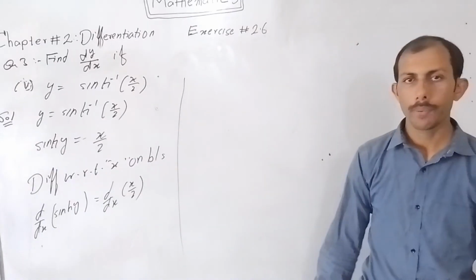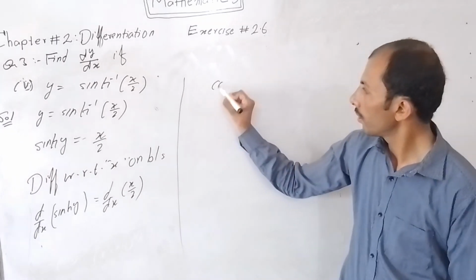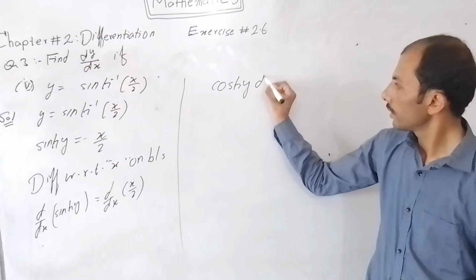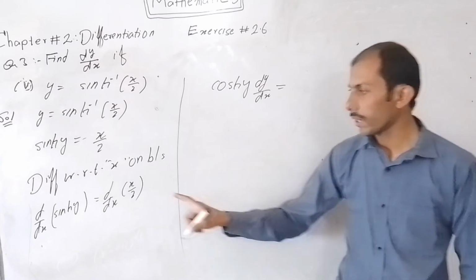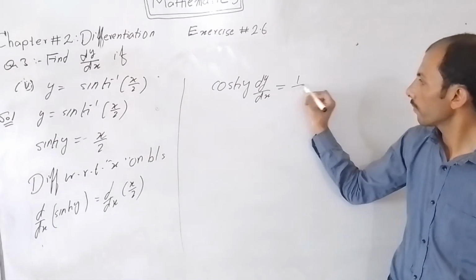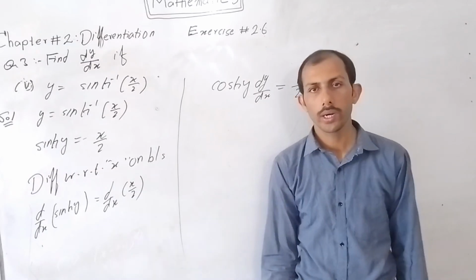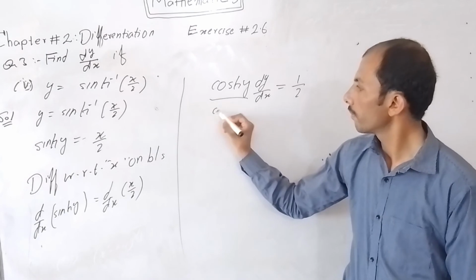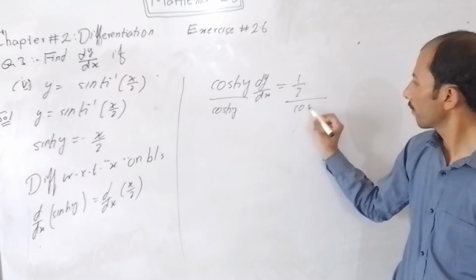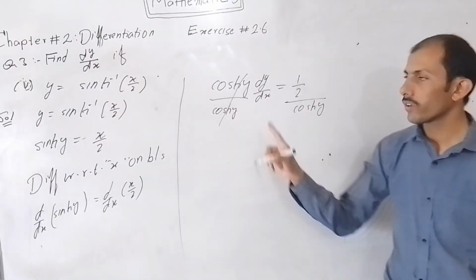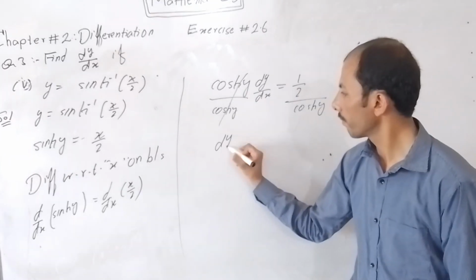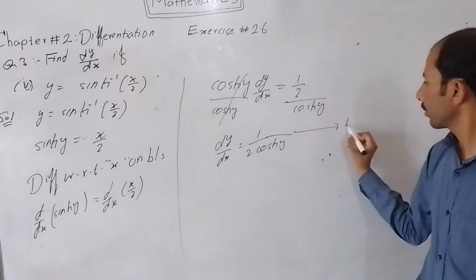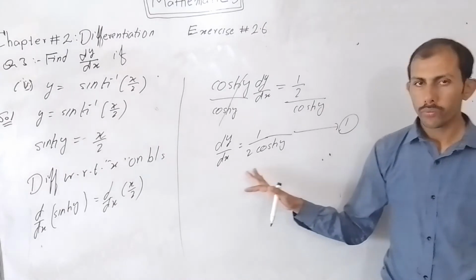The derivative of sinh y is cosh y times the derivative of y with respect to x, dy over dx, which is equal to the derivative of x divided by 2, which is 1 divided by 2. The derivative of x with respect to x is equal to 1, so 1 divided by 2. Dividing both sides by cosh y, cosh y cancels. dy over dx is equal to 1 divided by 2 cosh y. Call this equation 1.